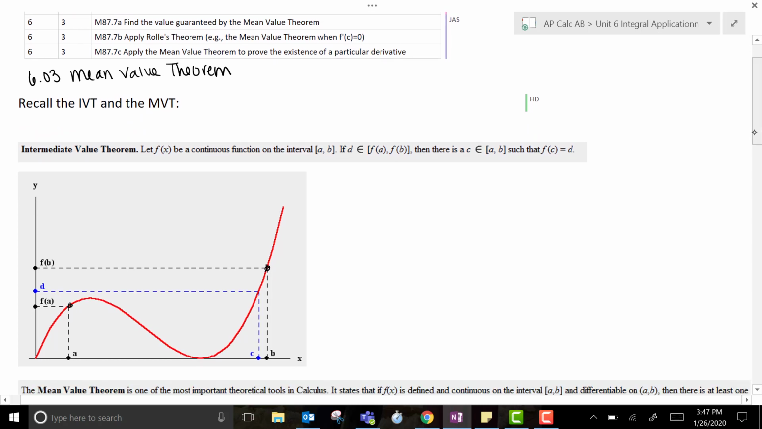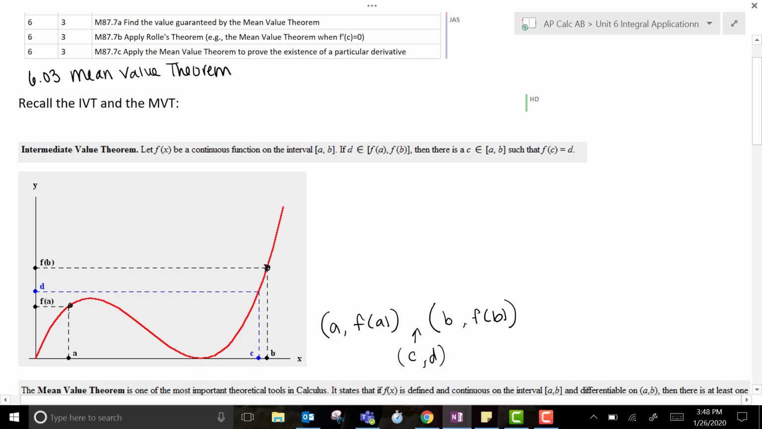The intermediate value theorem just states that if f of x is a continuous function, so look down here at my function, we see that it's continuous, there are no breaks, over the interval a to b, then there exists a point c between a and b such that f of c equals d. So all that means here is that between points a and b, so we have a and f of a, and then we have b and f of b, we know that if this is continuous, there exists such a point that d is going to be between the outputs f of a and f of b, and that c is going to be between the inputs a and b.